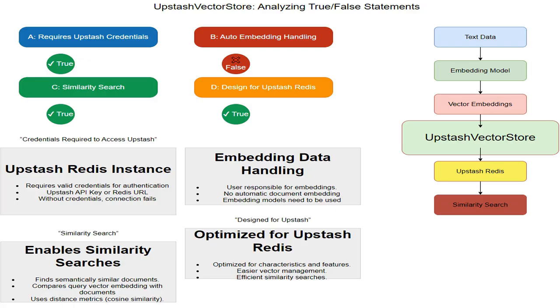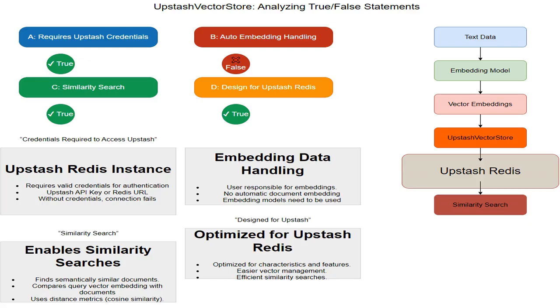The UpstashVectorStore is a class within the langchain-community library. It's designed to facilitate interaction with the Upstash Redis database. It allows for storing and retrieving vector embeddings, which are numerical representations of data used in machine learning for tasks like similarity search. Upstash Redis is a serverless Redis database service. It's offered by Upstash and is designed for low-latency data access and scalability. The UpstashVectorStore is built to work seamlessly with Upstash Redis.